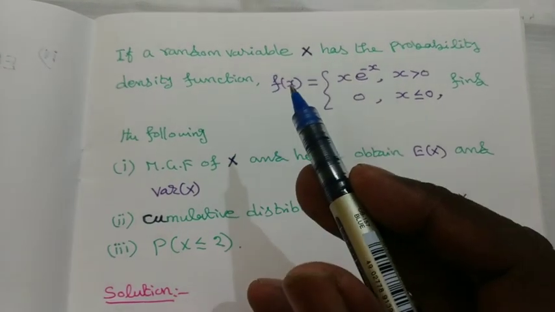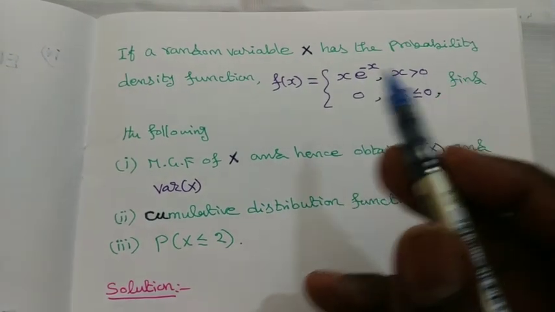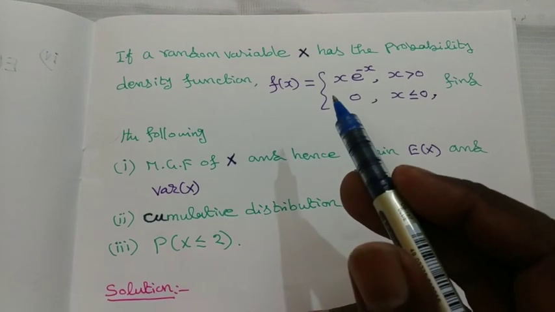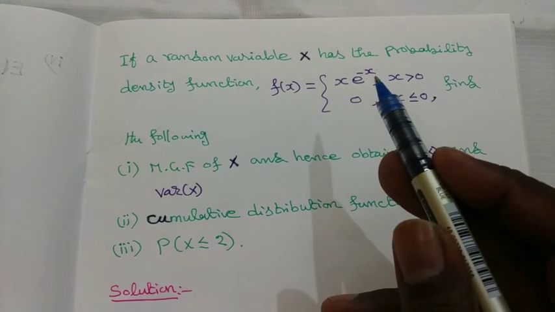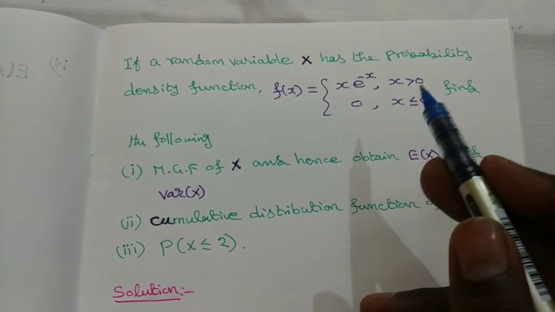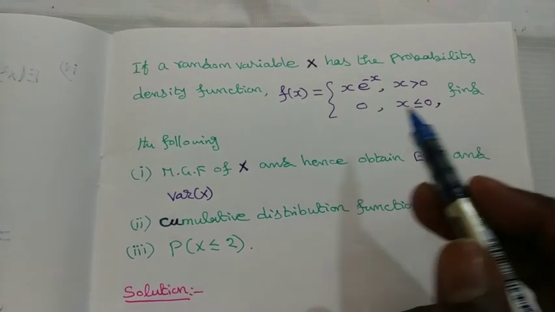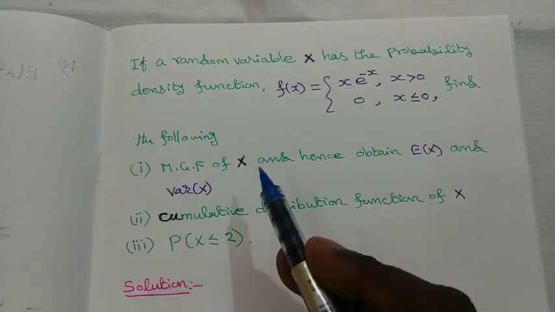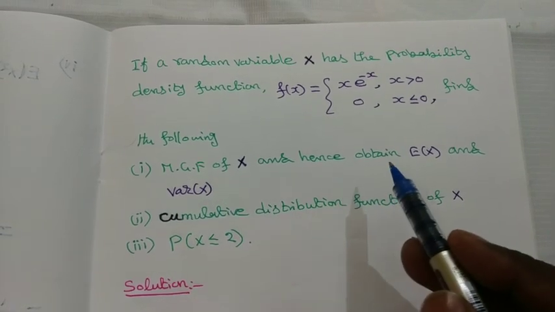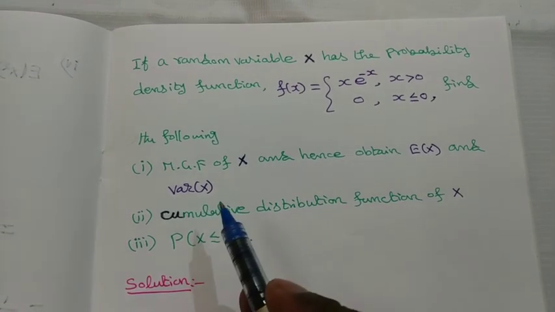If a random variable capital X has the probability density function f of x is equal to x e power minus x, for x greater than 0, and 0 for x less than or equal to 0, find the following: the MGF of x, and hence obtain E of x and variance of x.